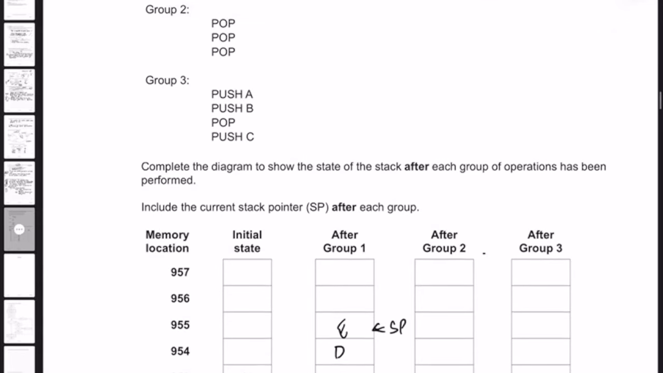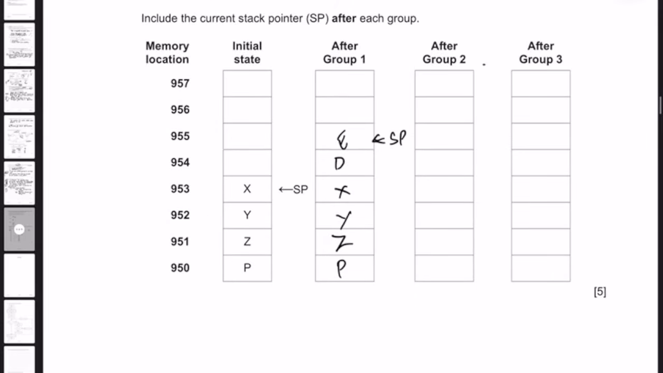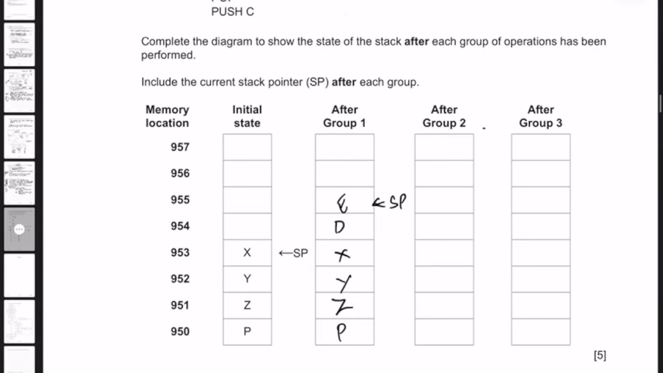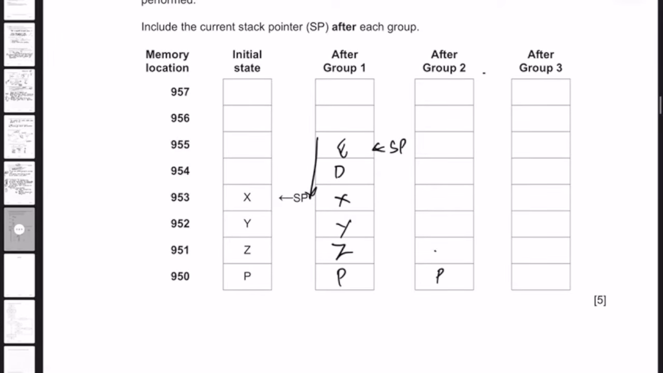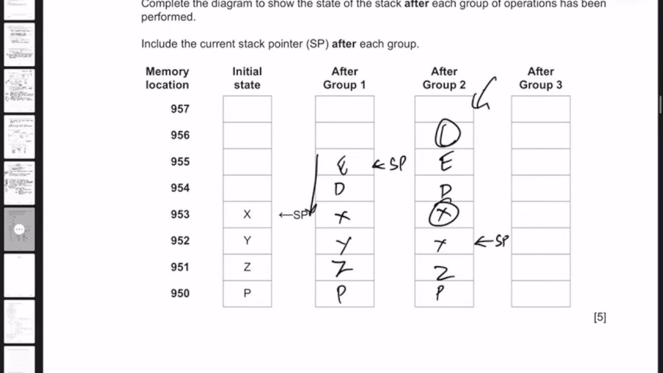Then after group 2, we pop 3 out. So from this we pop all of these out, right? So we have P, Z, Y. SP is here, but you always write these back up because it doesn't delete it. It just means that if something is pushed here, it will replace this and not be added here.